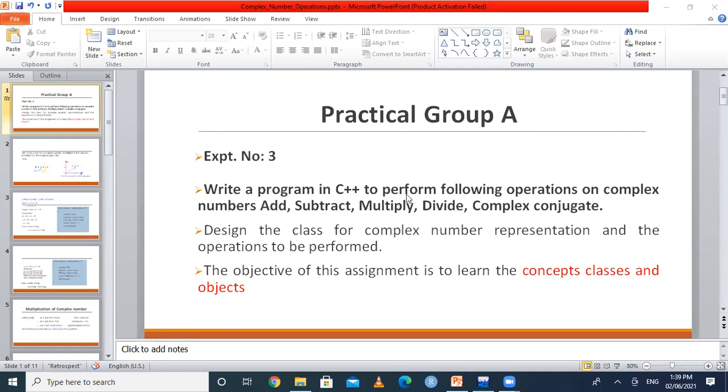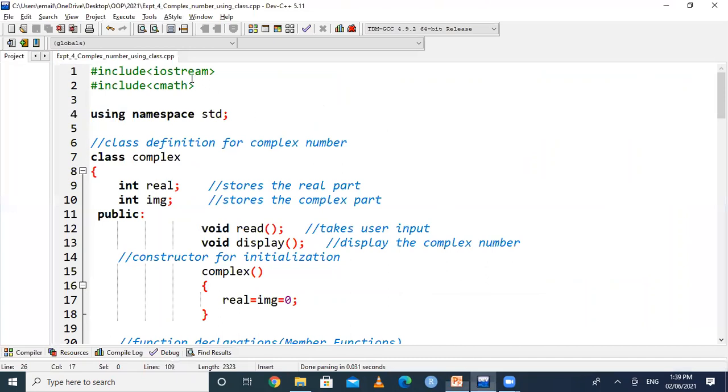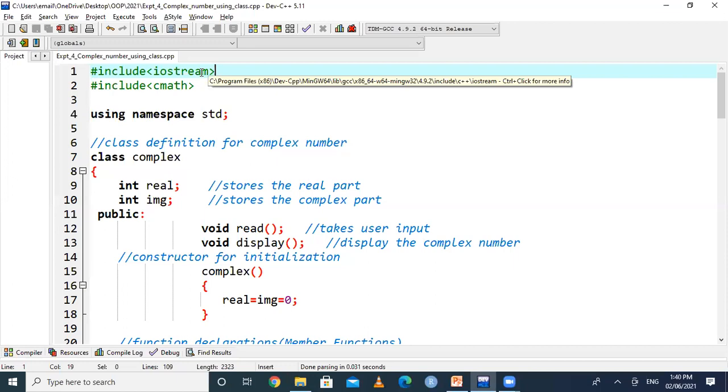Here you have to write a C++ program with complex numbers and different operations. Here first we will include iostream. In C language, we use stdio.h, but in C++ we have to use iostream, not iostream.h. It is only iostream. Whenever you write iostream.h, it shows an error. So you have to write hash include iostream, and this is a header file which is useful for the definition of functions like cin and cout. Cin is an input function in C++, and cout is an output function.